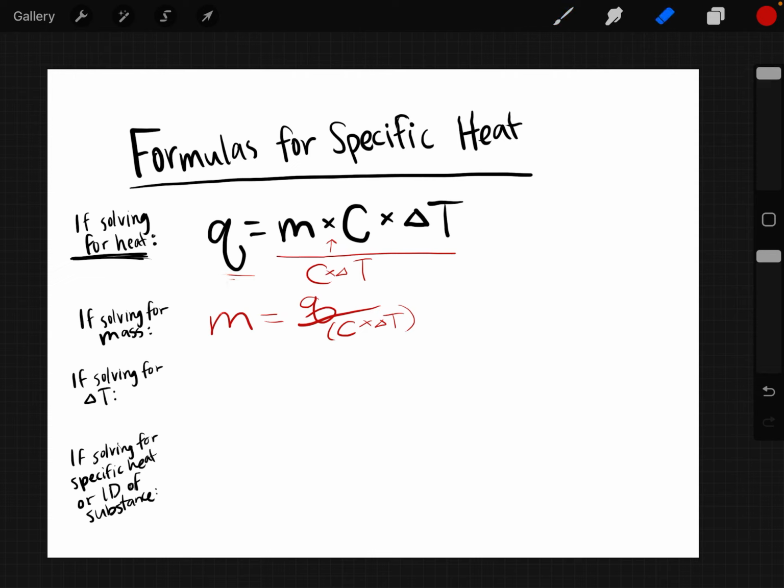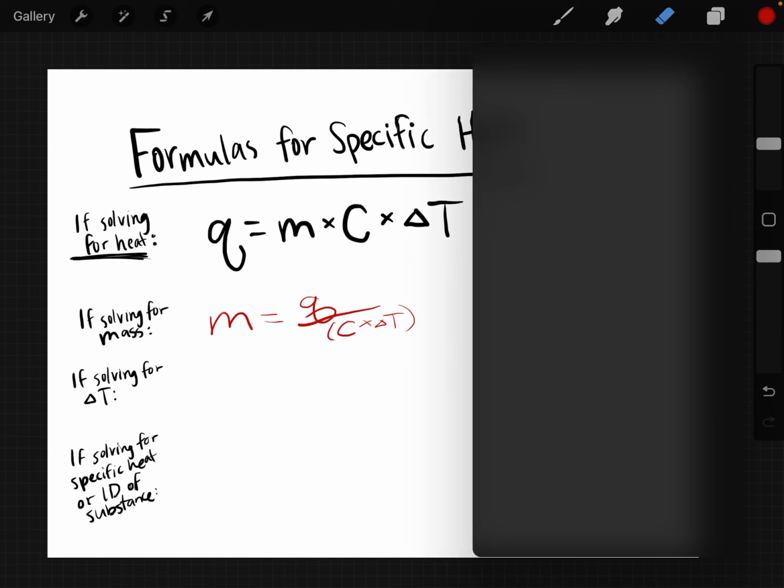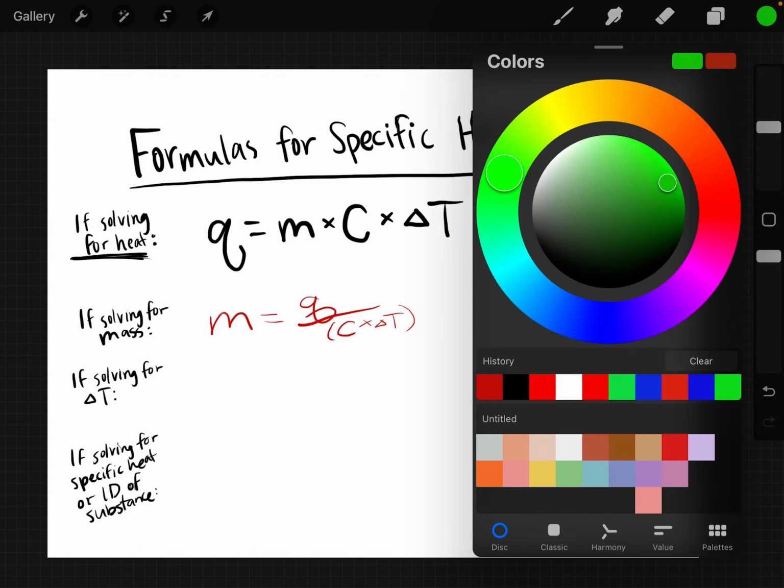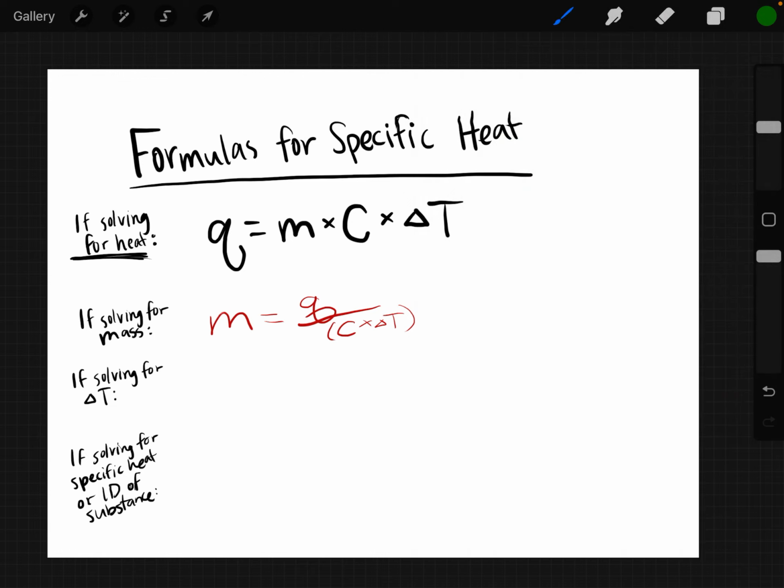So that's how you would find your mass. Even if you are just solving the equation like normal, you actually would end up doing that equation in your head, just not even realizing it.